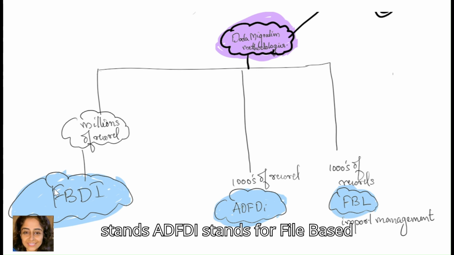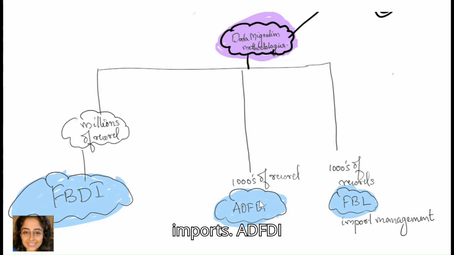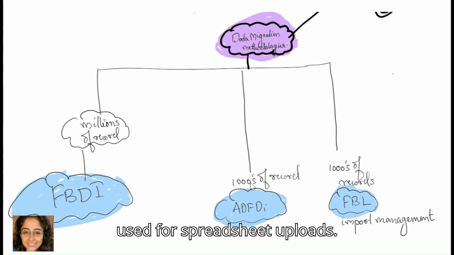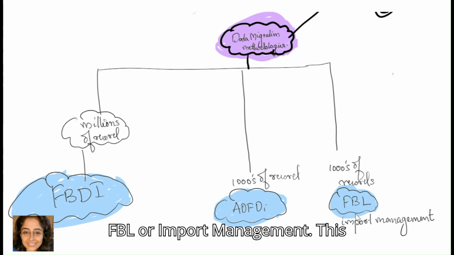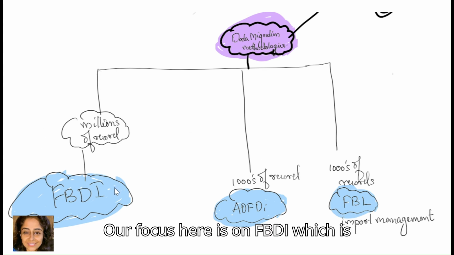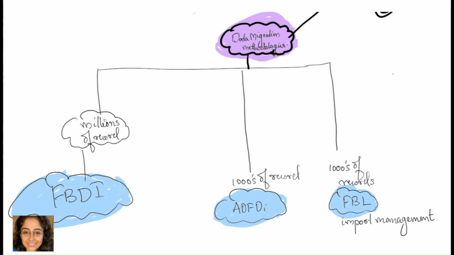FBDI stands for file-based data import, and this is ideal for bulk imports. ADFDI, which is ADF Desktop Integrator, is used for spreadsheet uploads. FBL or import management uses a REST API-driven file import method. Our focus here is on FBDI, which is ideal when dealing with large volumes of data.